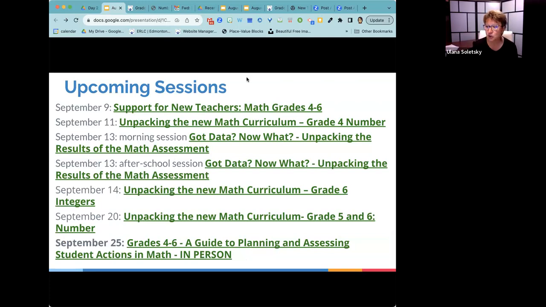But if you are new to grade 4, you would want to go to the Unpacking the New Math Curriculum for grade 4. Or if you're teaching grade 4, we're all teaching this for the first time. So Betty will be unpacking the grade 4 curriculum, the grade 5 curriculum, the grade 6 curriculum in different sessions. And she'll also be doing a grade 5-6 new curriculum session. If you're teaching a split, that might be something that you consider.